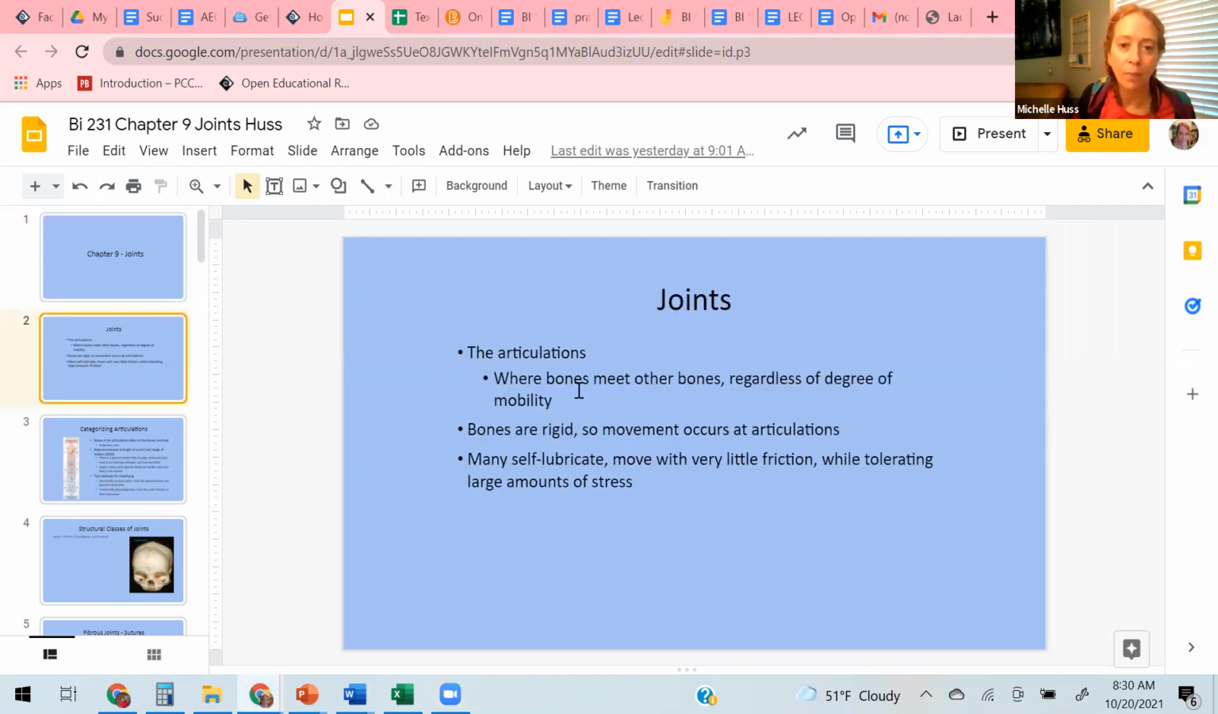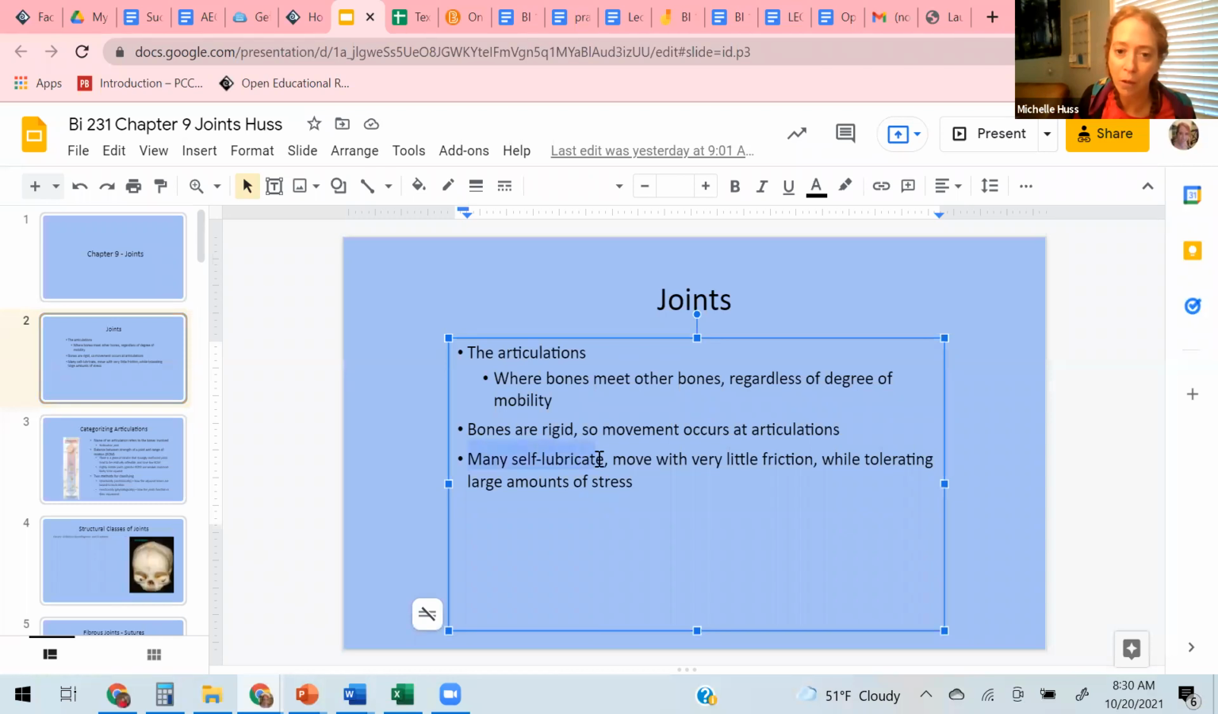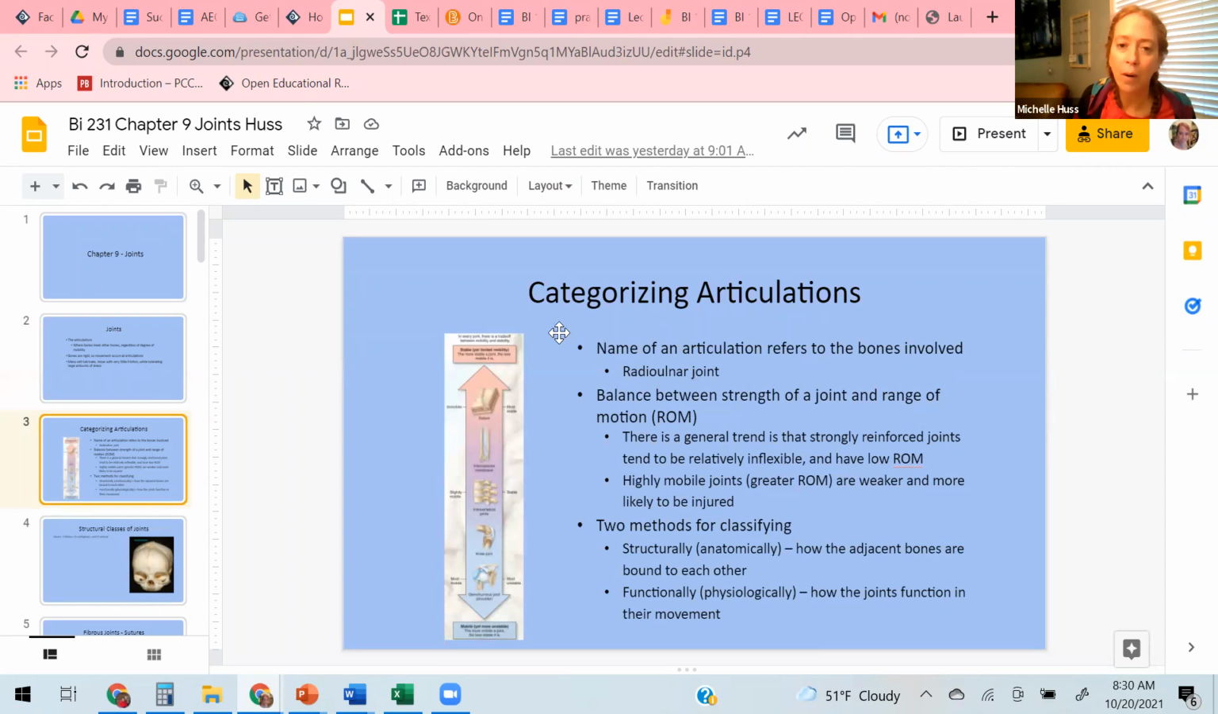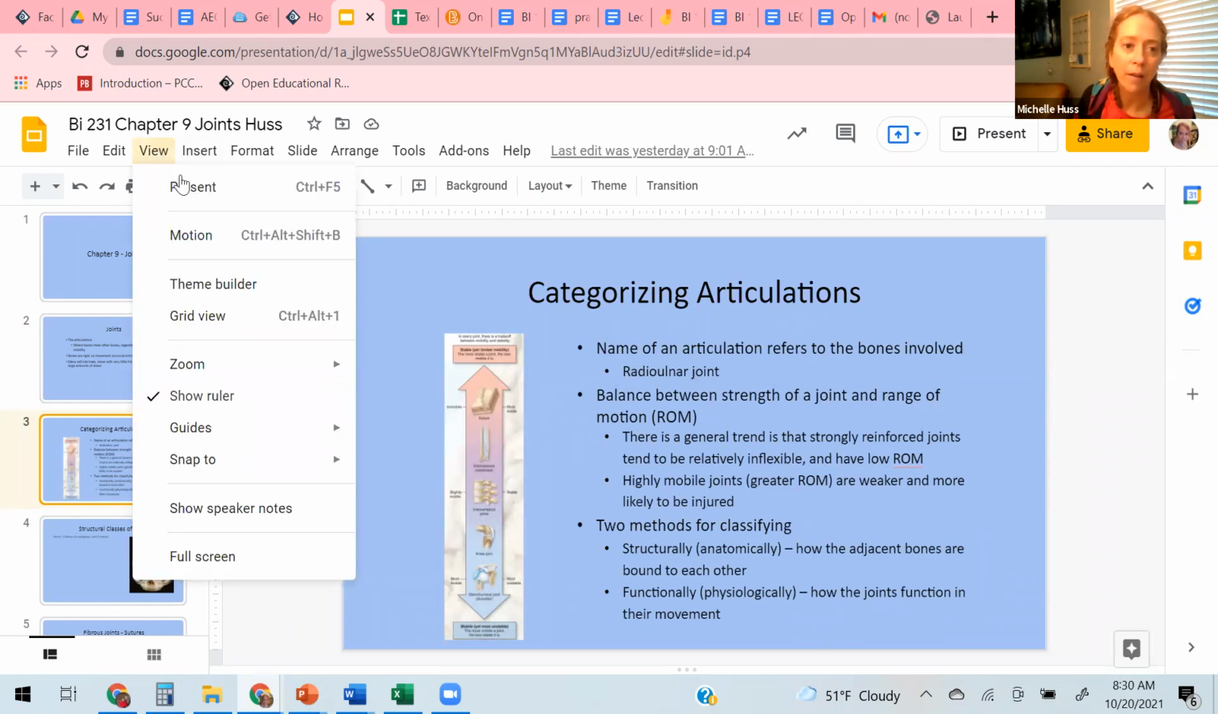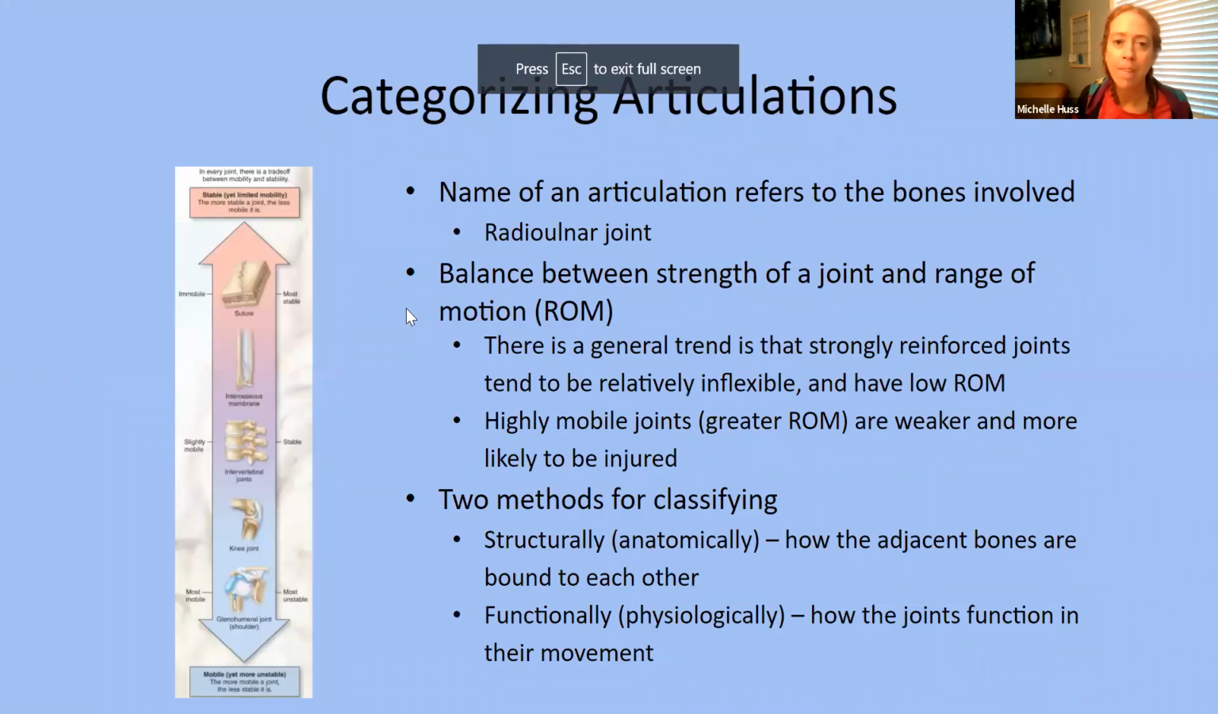Okay, so where bones meet together, and sometimes the joints may self-lubricate. But anyway, we digress. Joints. So again, we're going to be moving between the balance, the strength of a joint, and the range of motion.